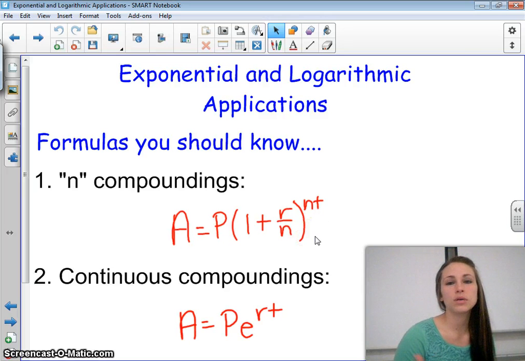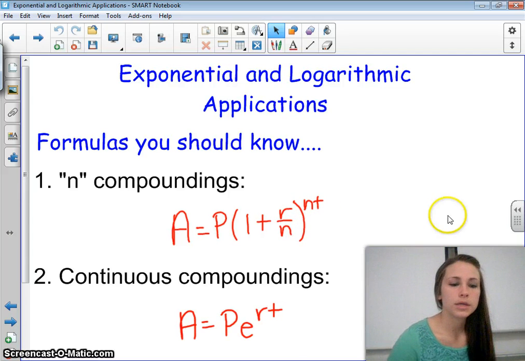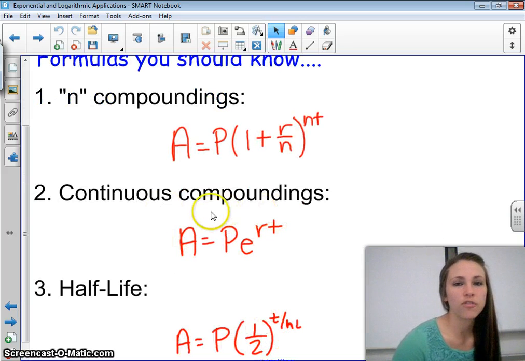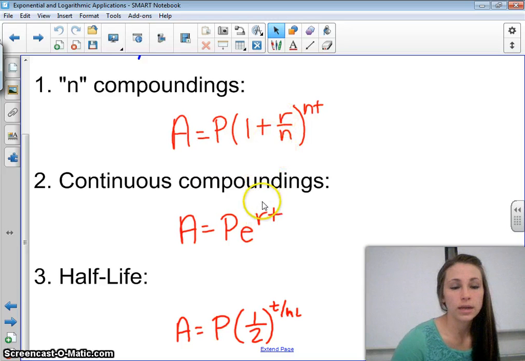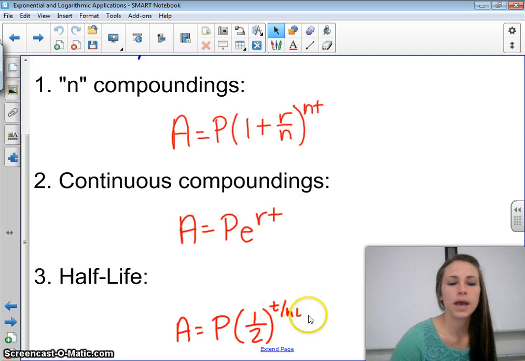And if you are compounding it monthly, it'd be 12, quarterly would be 4, so that would go in for n, and you should know that. Continuous compounding is when you have Pert, and then half-life, this is the formula for half-life right here, okay? And all of these P values are just your start amount. The r is the rate, okay, in these two, and that needs to go in as a decimal. The t in these two is time in years. The t in this one is how long you're leaving it, and then half-life will be the half-life of whatever substance you have, and we'll go over that.